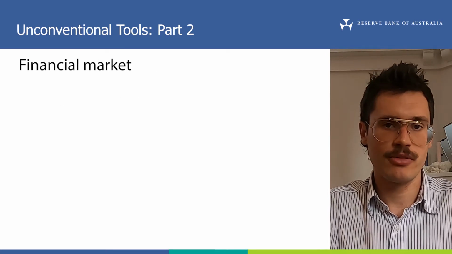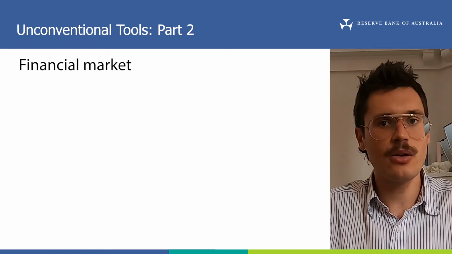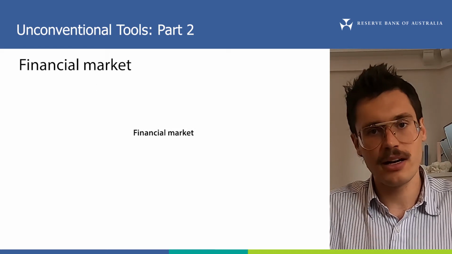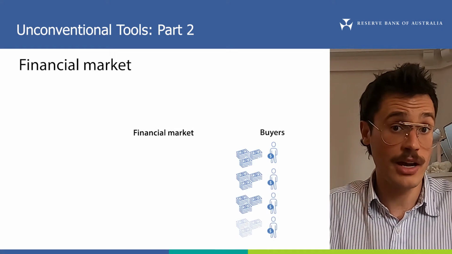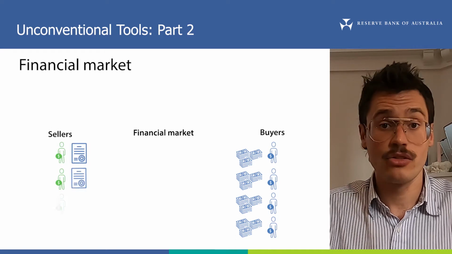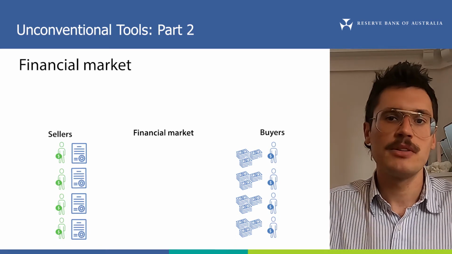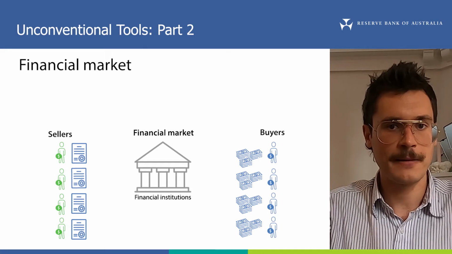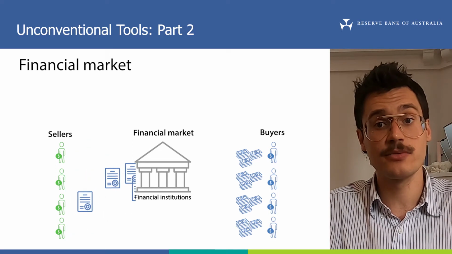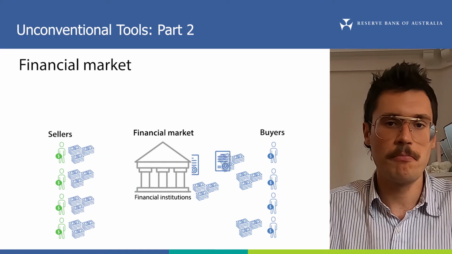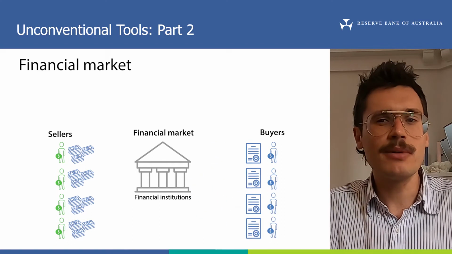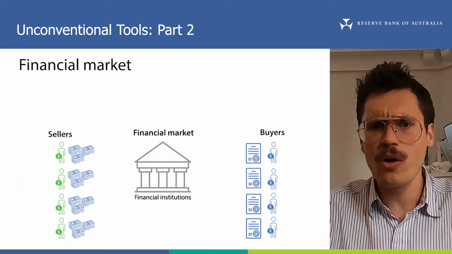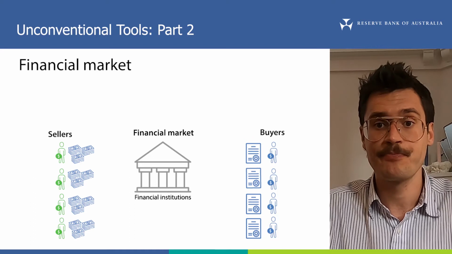Before we talk about market operations as an unconventional tool, we need to know a little more about how financial markets work. In financial markets, there are buyers of financial assets, like bonds, who provide money, and sellers of financial assets, who receive money in return for the asset. Between these two groups, though, there is usually a financial institution, like a commercial bank. The bank buys financial assets from sellers and sells them to buyers to make the market work. Financial markets are set up like this because individual buyers and sellers of assets can often find it quite difficult to transact with each other directly.